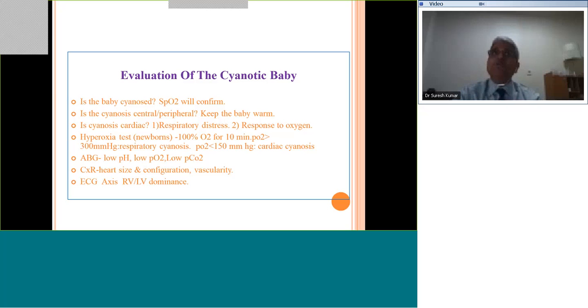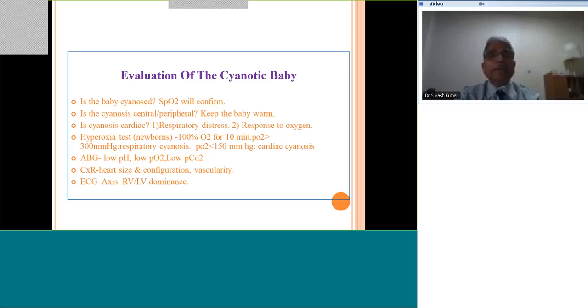Then, is the cyanosis cardiac? We said peaceful cyanosis versus respiratory distress. You could also see the response to oxygen. In newborns, the hyperoxia test is very useful, which is done by giving 100% oxygen for 10 minutes with a mask. And you can check the ABG PO2. If it is more than 300 millimeters of mercury, the cyanosis which was present earlier is respiratory. It can't be cardiac. If the PO2 is less than 150, it is very likely cardiac. In between, there is an overlap zone where conditions like TAPVC can present with PO2 values between 150 and 300 on 100% oxygen.